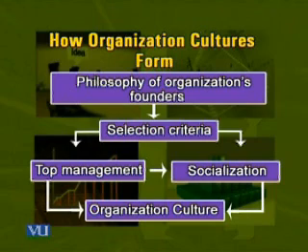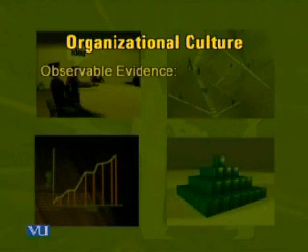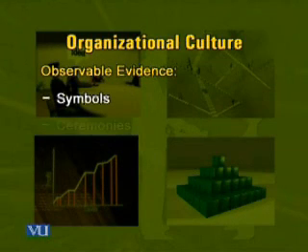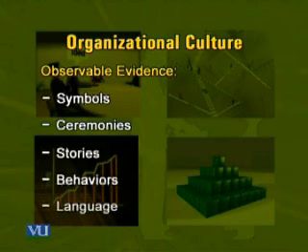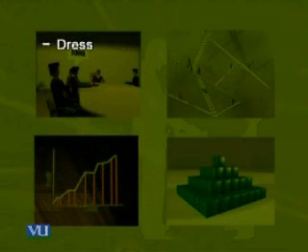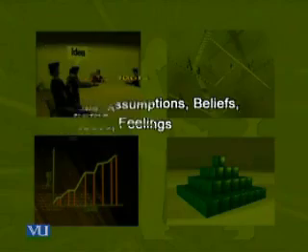These are the basic philosophies, the value system, and we can observe those cultural things through symbols, ceremonies, stories about organizations, the behaviors, the language they are using, the dress they are wearing, the way they are behaving with the people, the value system within the team members of the organization, and of course the leaders, to create the culture of any organization. The underlying roots of this culture will be the values, the beliefs, the attitudes, and feelings of those people who are part of the organization.